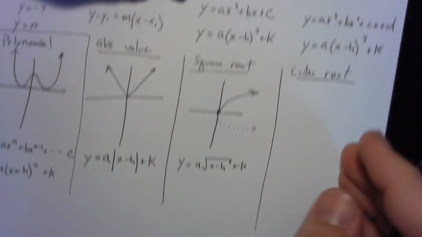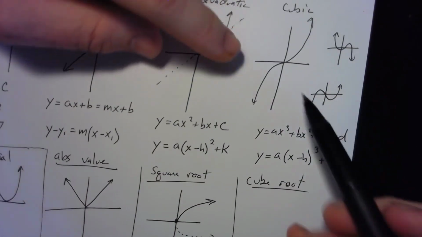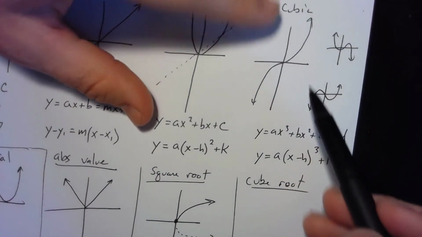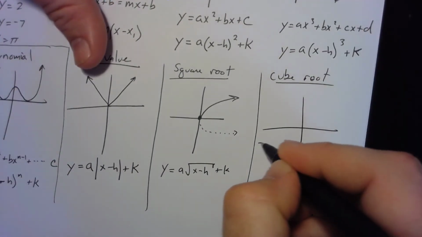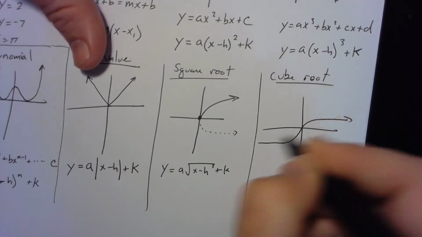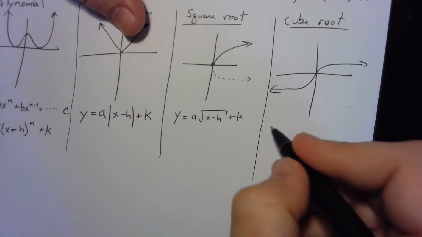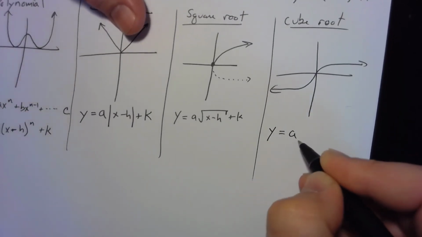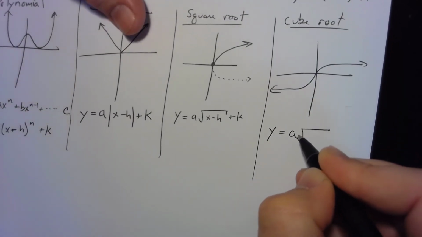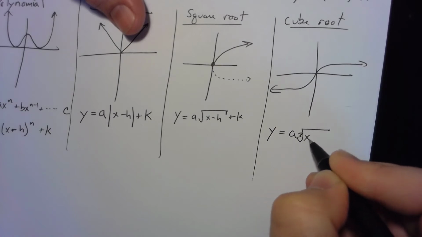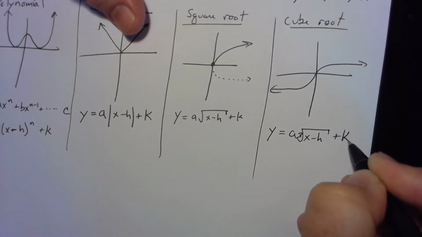And a cube root function, if you think about it, is nothing more than this graph reflected again over that dotted line y equals x. So it's going to look something similar to this. And if you think about it, this is a cube root of x minus h, plus k, just like all the other versions.